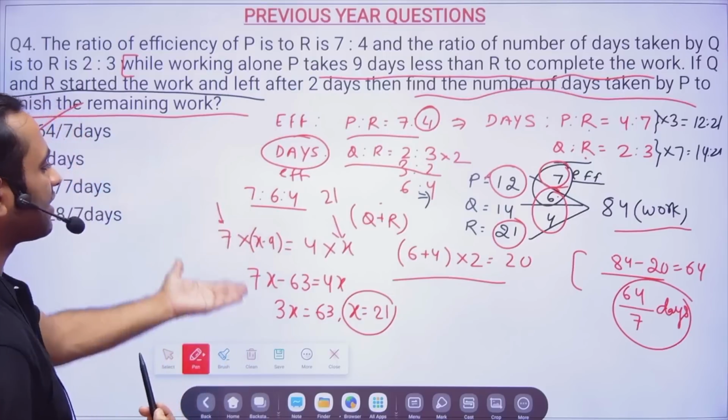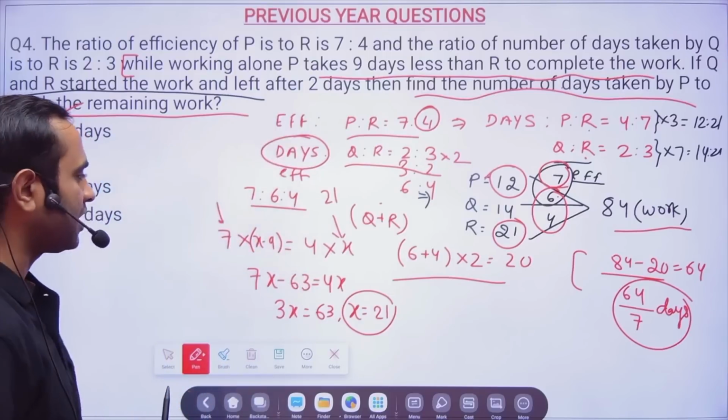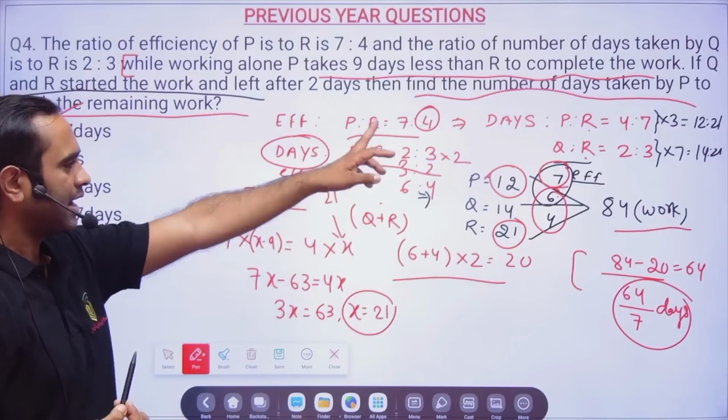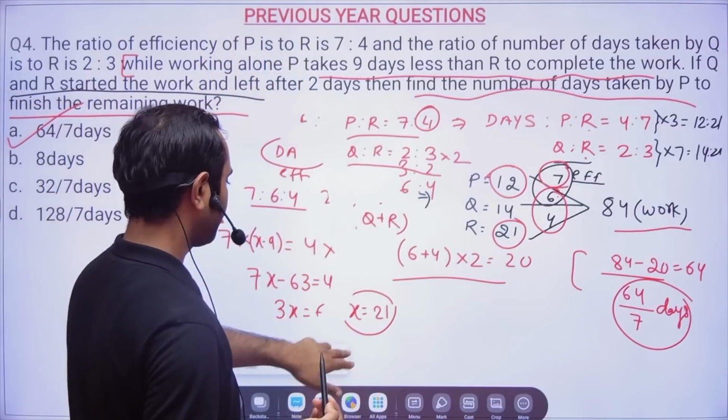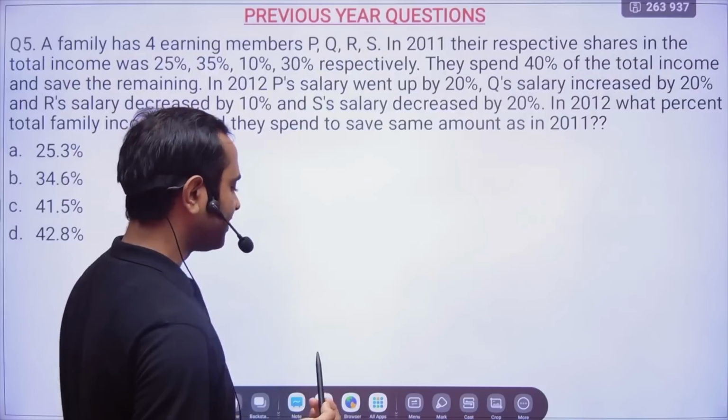For that reason only they had given it, so that you can proceed, but that is not required. If you are converting this, it will be the easiest method to do it, right? Okay, I hope this is clear to you.